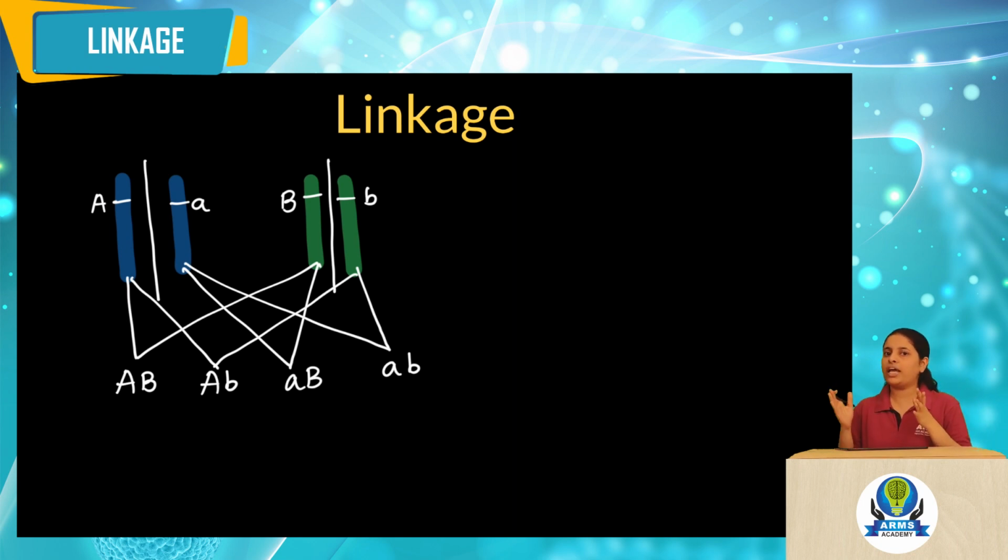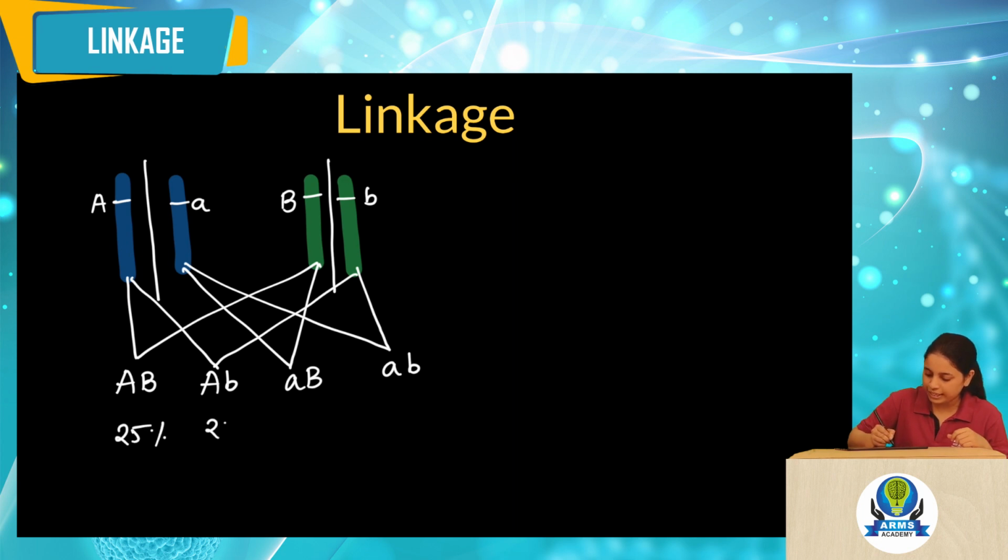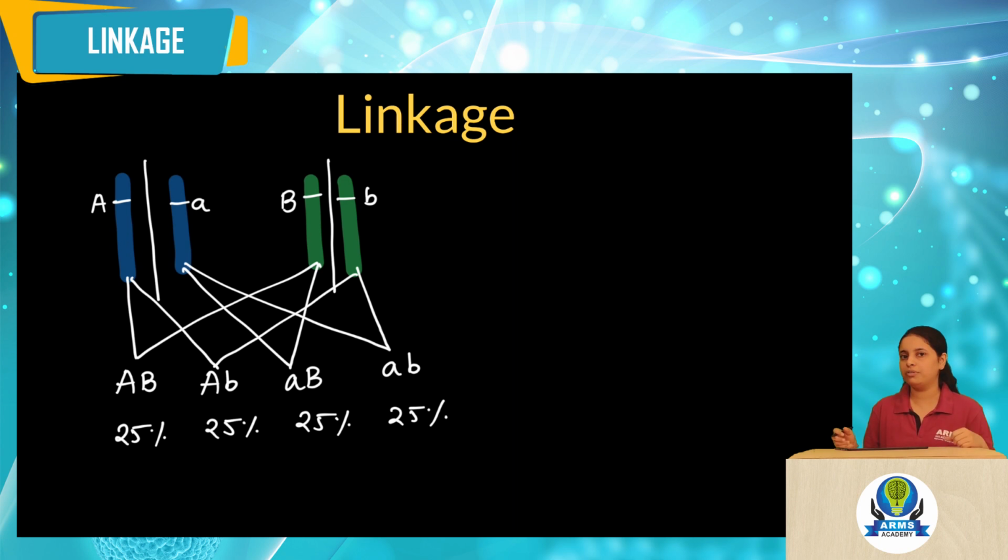All these four types of gametes will form in equal amounts. So, this will be 25%, second 25%, third 25% and fourth 25%. All gametes in equal amount. But what if both genes A and B are located on the same chromosome? Let's try to visualize it.